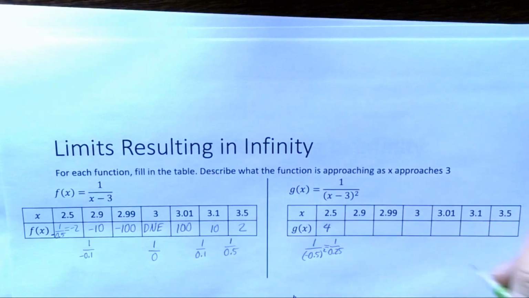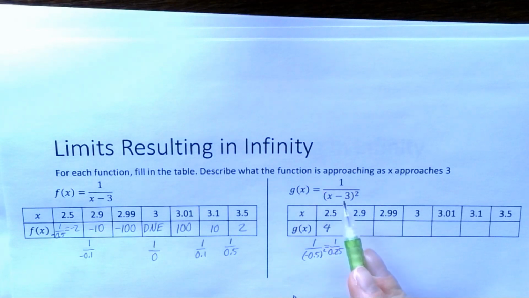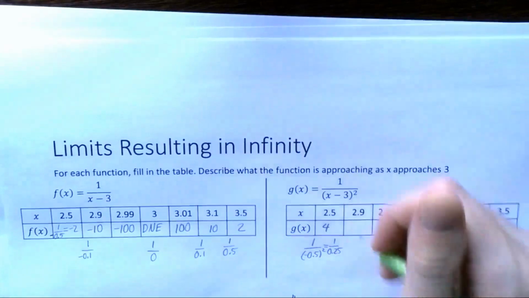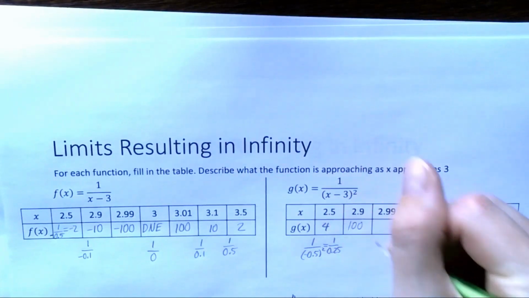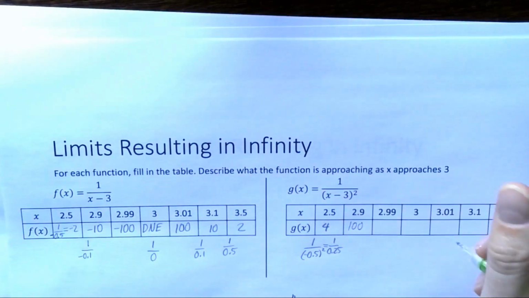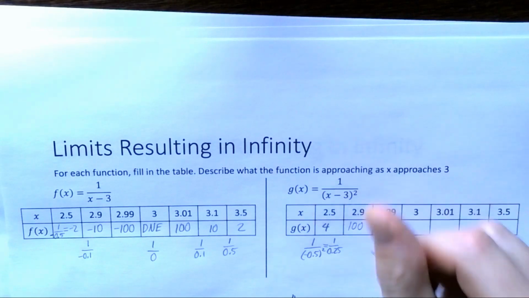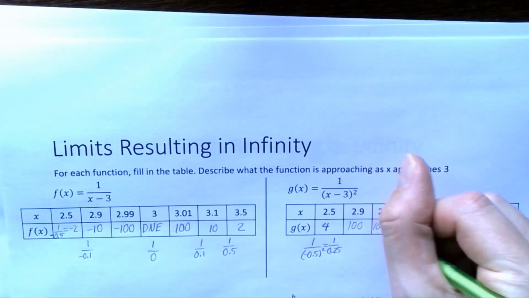A similar result happens if we put in 2.9. So 2.9 minus 3 is negative 0.1. Negative 0.1 squared is positive 0.01. And 1 divided by that is 100. And then for 2.99, plugging in, we end up getting positive 10,000.